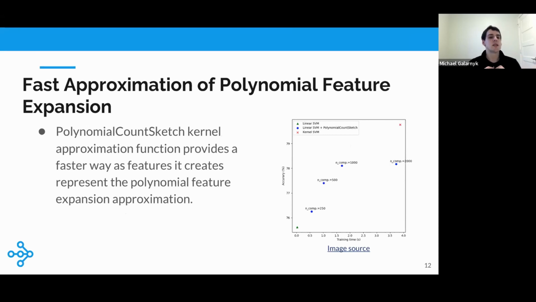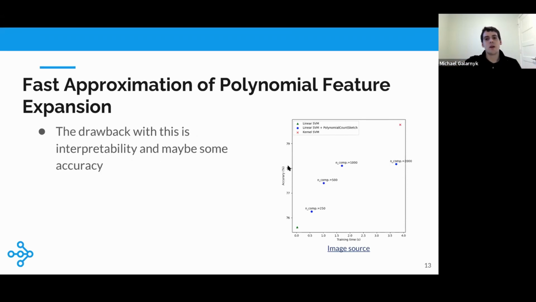That's why one addition to Scikit-Learn recently was polynomial count sketch, which is a kernel approximation function, which essentially gives you a faster way to represent a certain polynomial. And of course, anytime you have some sort of kernel approximation, this can lead to a little bit more difficulty with interpretability and sometimes some accuracy because it's an approximation.